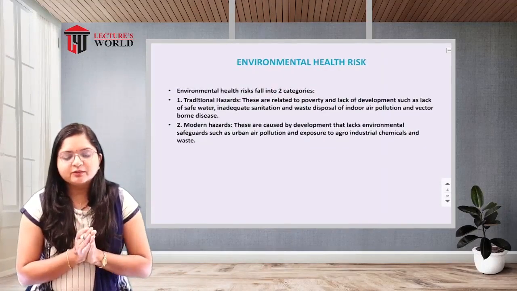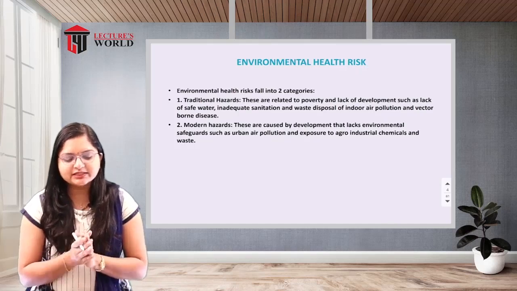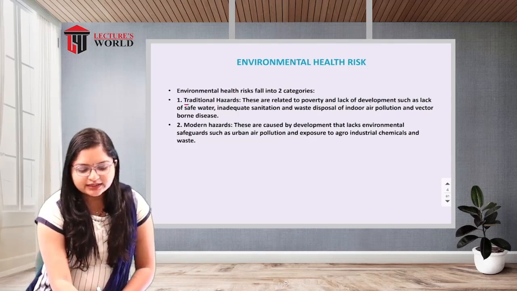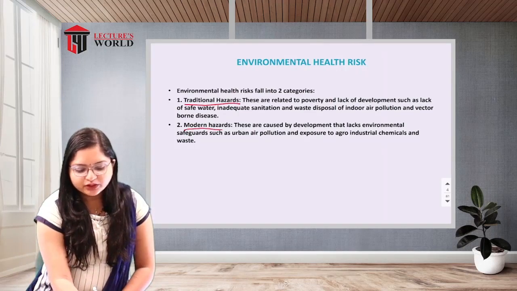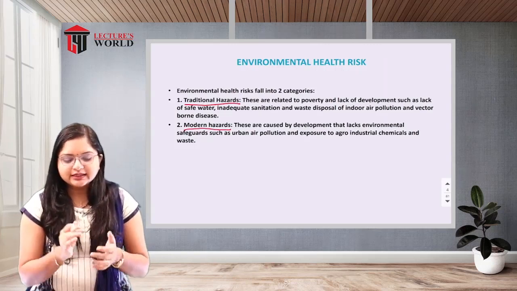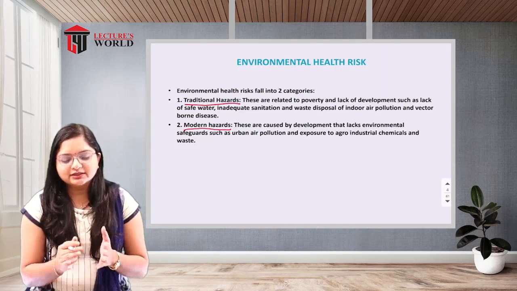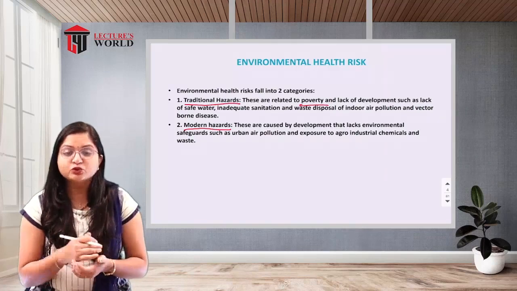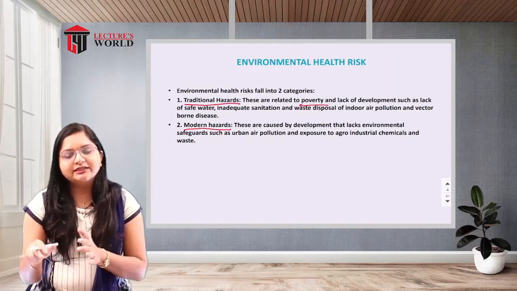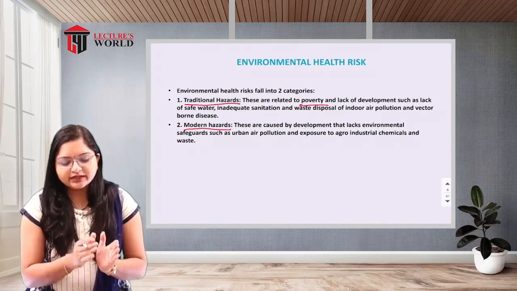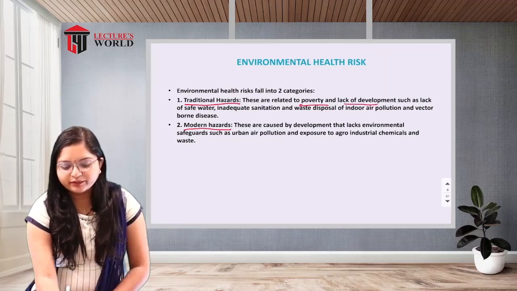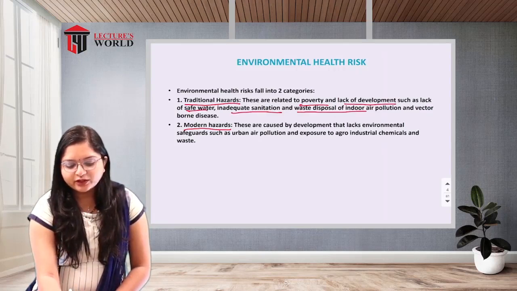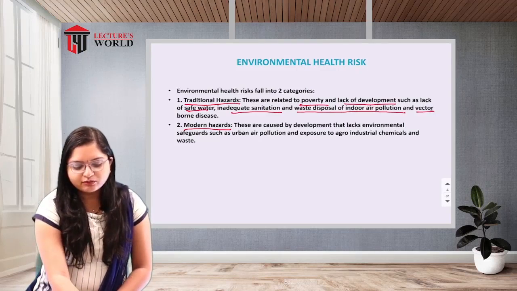Firstly we'll see the environmental health risk. Basically, environmental health risk falls into two categories if we are classifying it. The first one is traditional hazards, and the second one is modern hazards. Traditional hazards are related to poverty, that is, people who have low family income or low socioeconomic income to survive are considered under poverty. These traditional hazards are related to poverty and lack of development, such as lack of safe water, inadequate sanitation and waste disposal, indoor air pollution and vector-borne diseases.